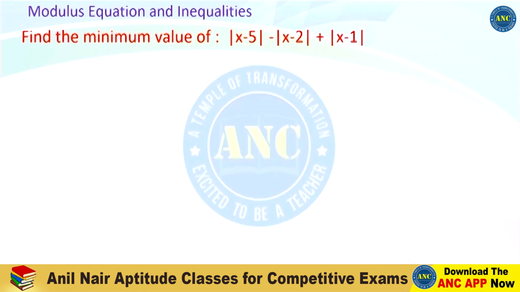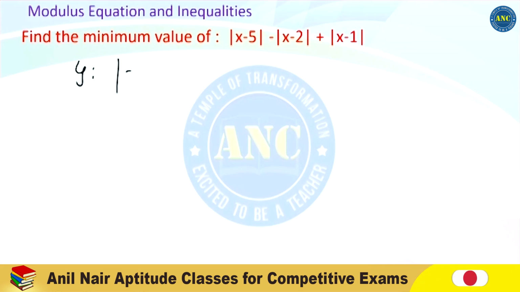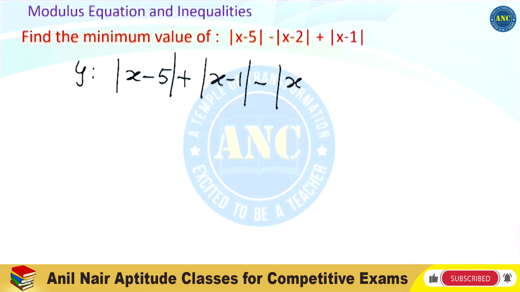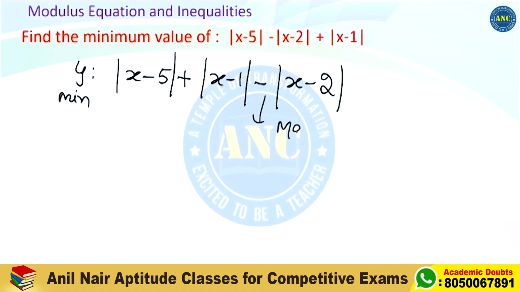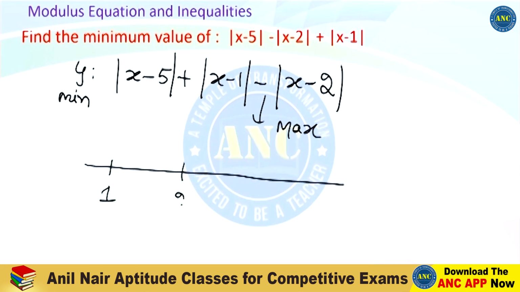|x − 5| − |x − 2| + |x − 1|. Just reshift the equation: |x − 5| + |x − 1| − |x − 2|. I want this minimum. If I want this minimum, because there is a minus sign, that term will be maximum. Plot it on a number line. These are nothing but 1, 2, and 5.